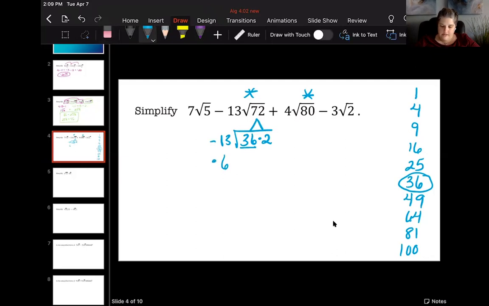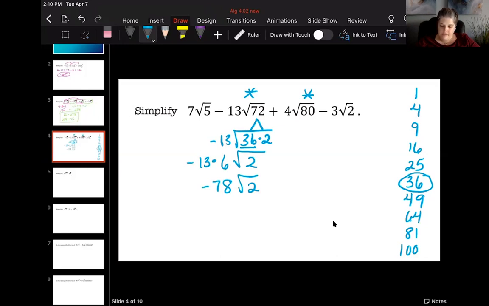And there's already a -13 out front, so you multiply that 6 with the -13. And the 2 can't come out because that's not a perfect square, so the 2 stays under. Then when you multiply -13 times +6, that's 6 times 10 is 60, 6 times 3 is 18, so you get -78, square root of 2.